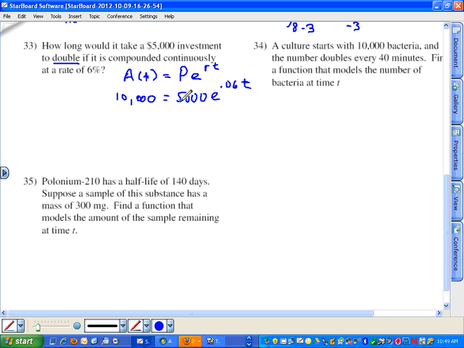Now this is an exponential equation. To solve an exponential equation, we need to isolate the exponential term. This is the exponential term right here, e to the 0.06 times t. So we need to divide by 5,000. That's going to be 2 equals e to the 0.06 times t.